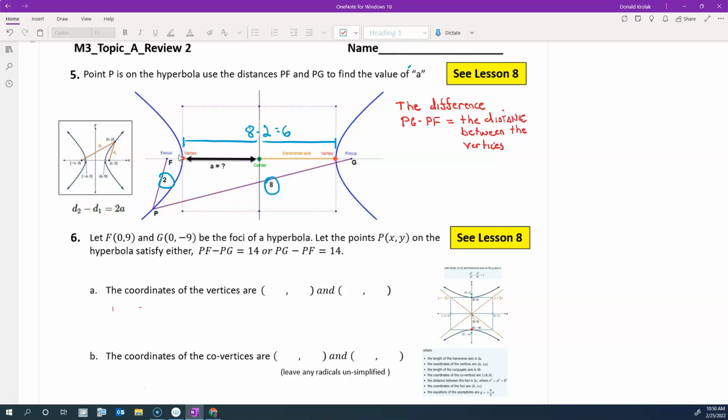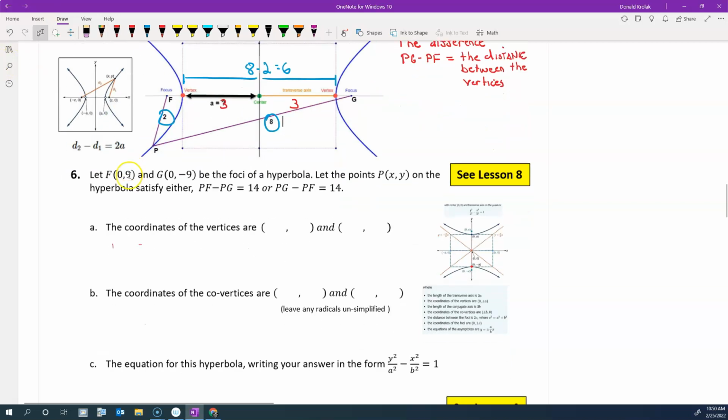So 8 take away 2 is 6. And then the question's asking, what's A then? Well, if the whole thing's 6, then A has to be 3. And that's what you do when you have a hyperbola.